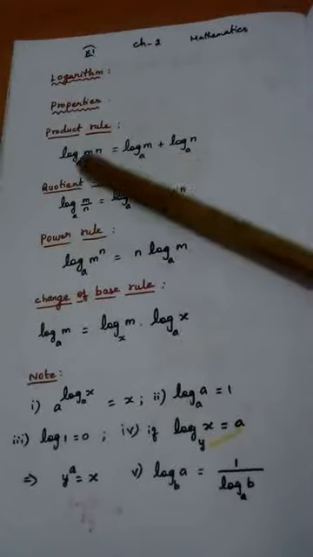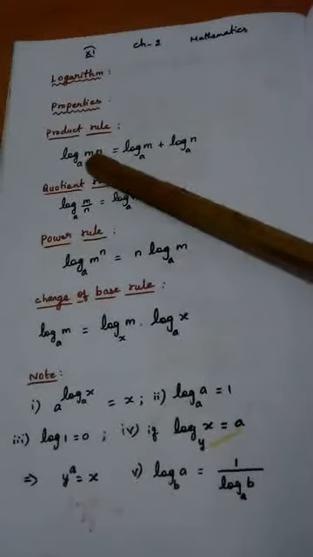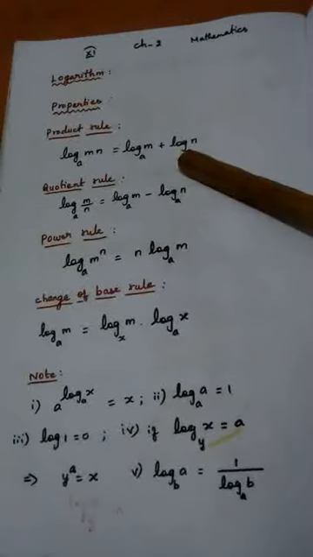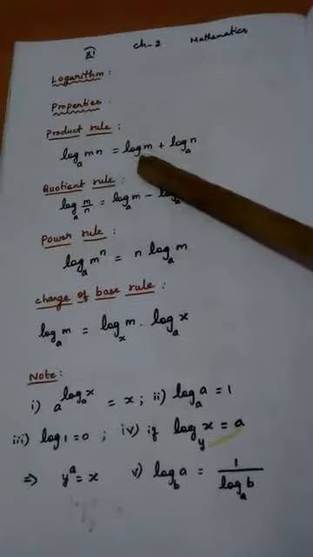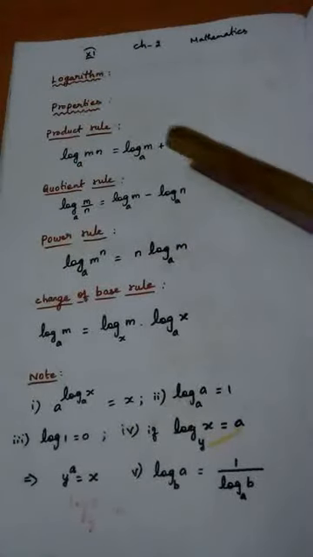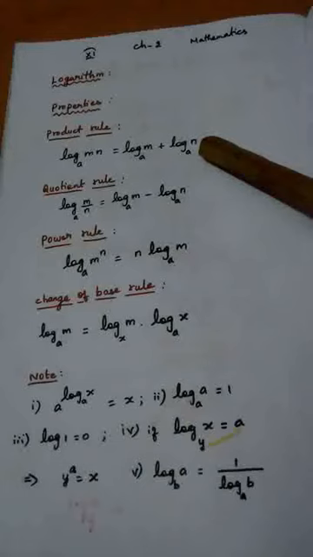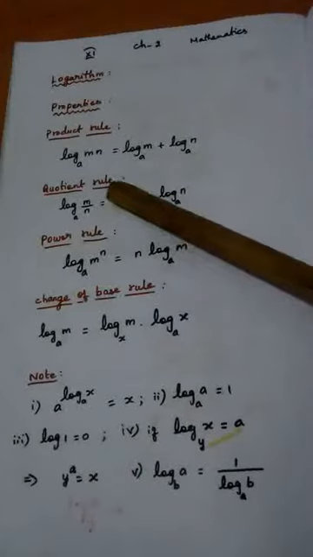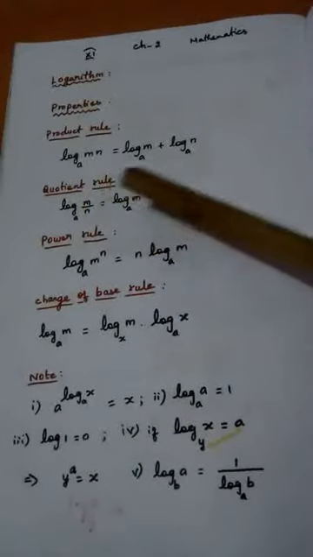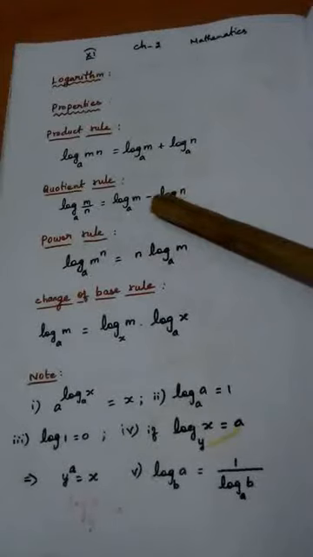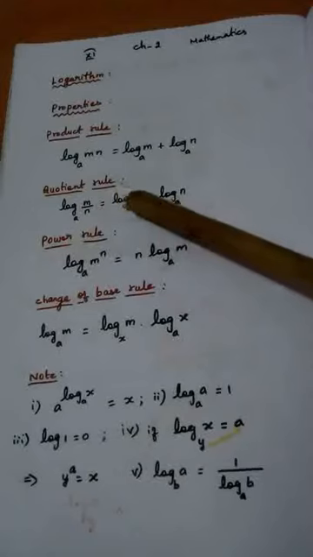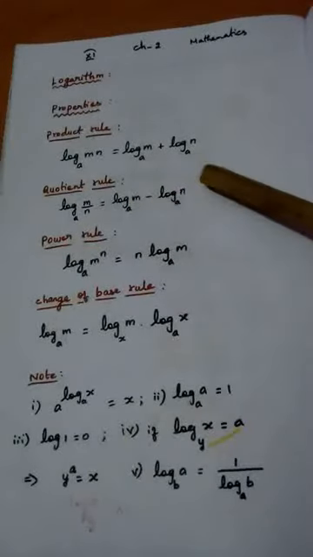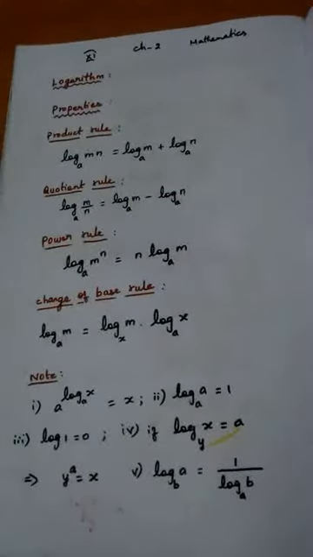What is product rule? The multiplication can be splitted using addition. Log mn base a can be splitted and written as log m base a plus log n base a. This we have seen in the previous class. Similarly, quotient rule. Quotient can be splitted and written in the form of subtraction. So log m by n base a can be written as log m base a minus log n base a.